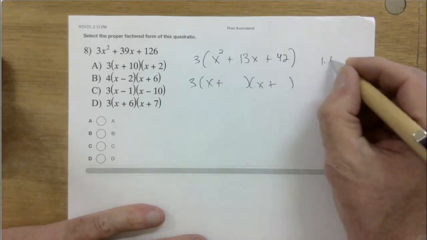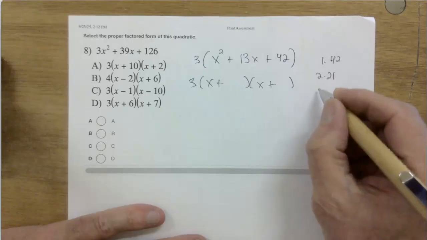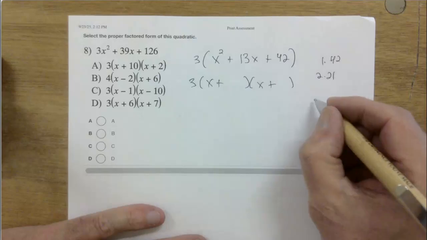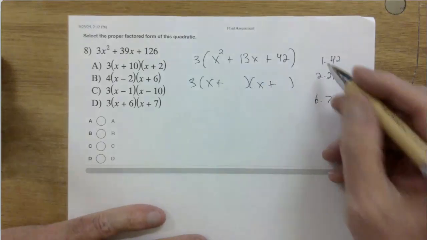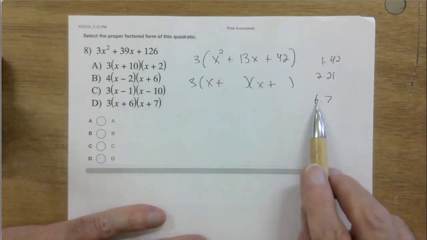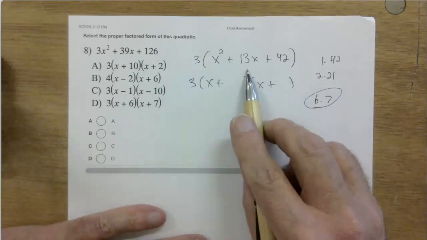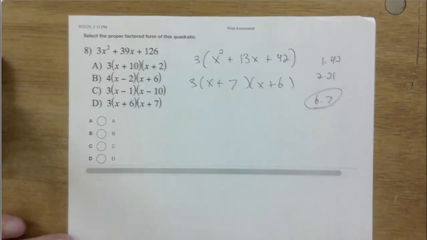42 is 1 times 42, 2 times 21, 3. Oh, I got it. It's 6 and 7. 6 plus 7 is 13. Again, once you find it, just go for it. You don't have to write all these out. Just find it. 6 plus 7 is 13, and 6 times 7 is 42. Okay?